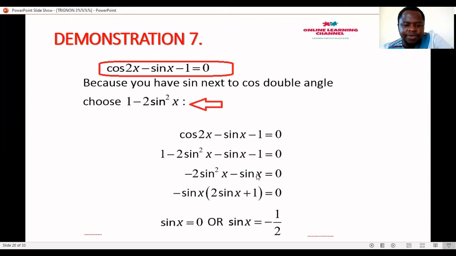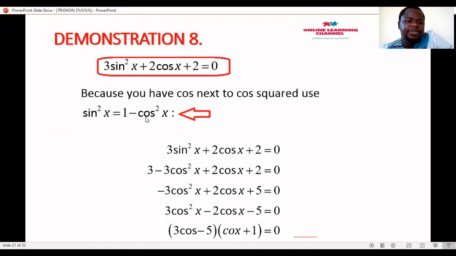So 1 and 1 will be 0. Now here you can take out the common factor of negative sine x, which gives negative sine x times 2 sine x plus 1 is equal to 0. So sine x is equal to 0, or 2 sine x plus 1 is equal to 0. Then you transfer the negative 1 to this side, and then you divide by 2, which should be simple.